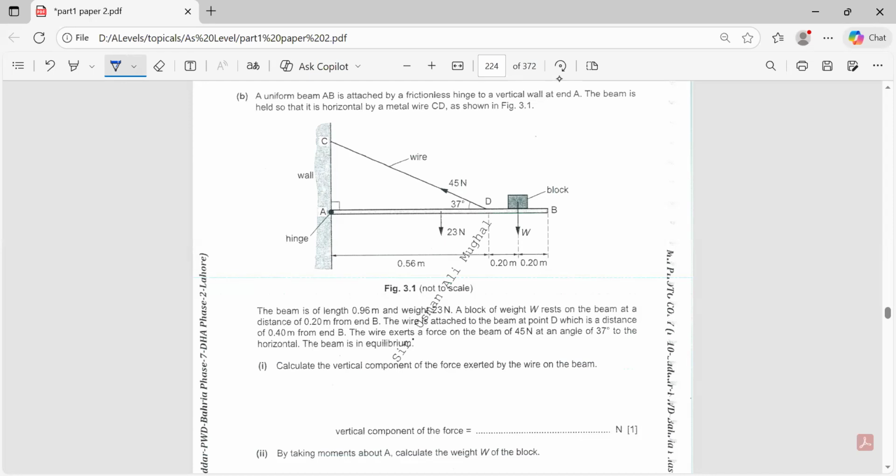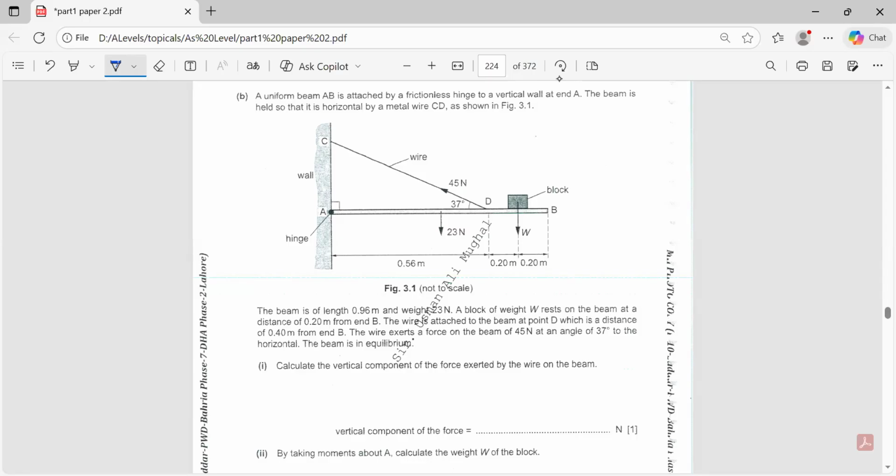A block of weight W rests on the beam at a distance of 0.2 meter from the end B. The wire is attached to the beam at point D, which is a distance of 0.4 meter from end B, and the wire exerts a force on the beam of 45 Newton at an angle of 37 degree to the horizontal. Question says, what is the vertical component of the force exerted by the wire on the beam? So what we are going to find out here is the vertical component of the force.